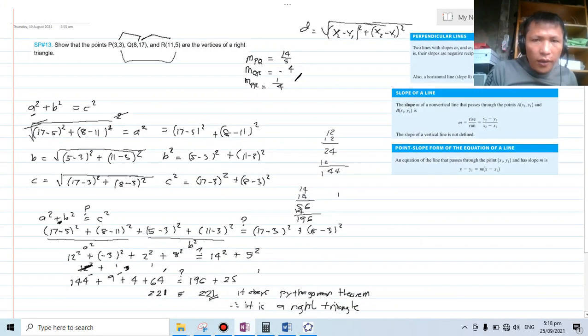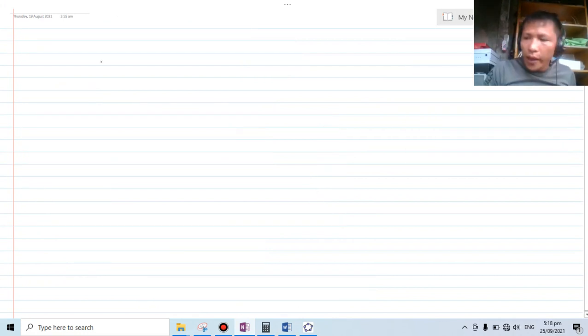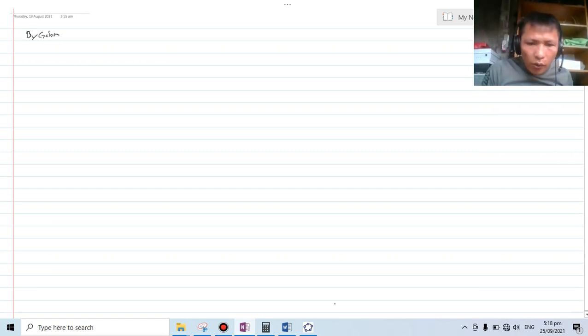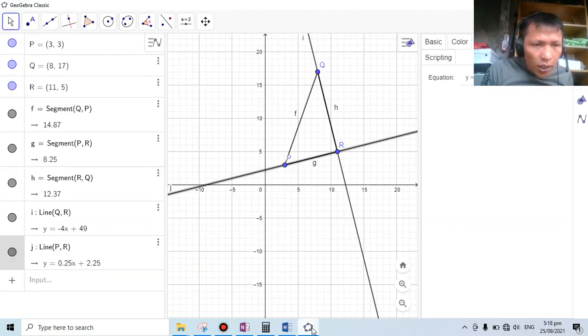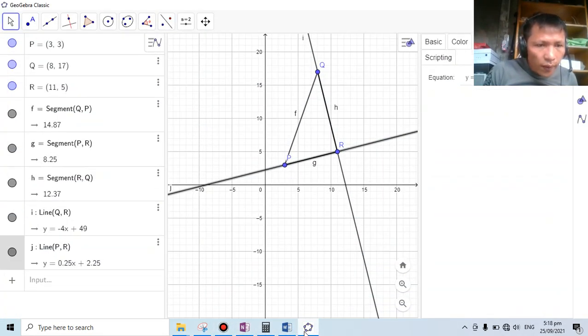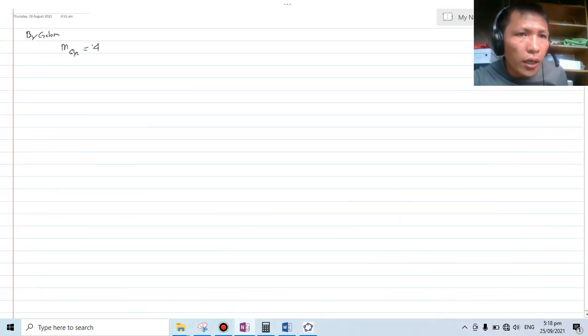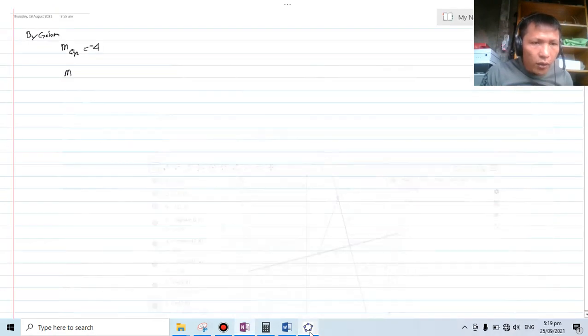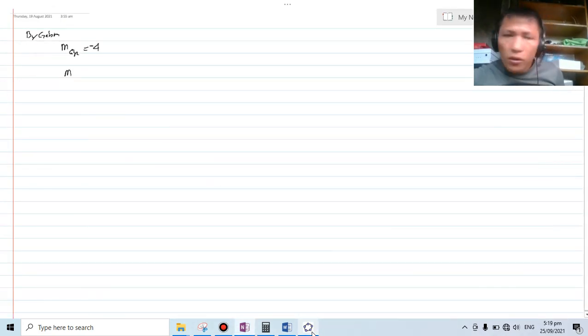By GeoGebra, we can verify my solution. The slope of QR is negative 4, while the slope of line PR is equal to positive 0.25.